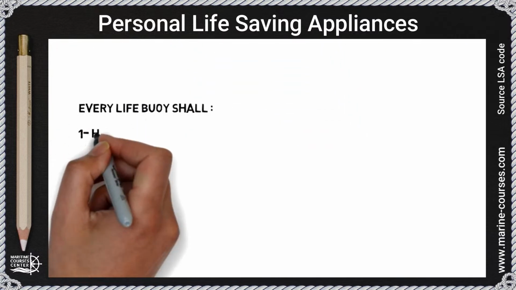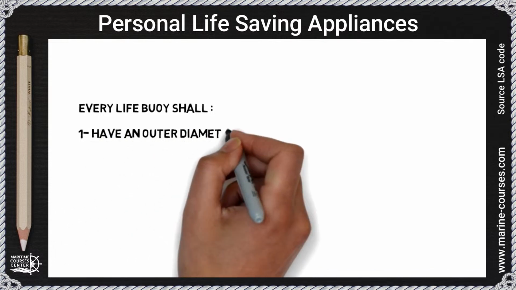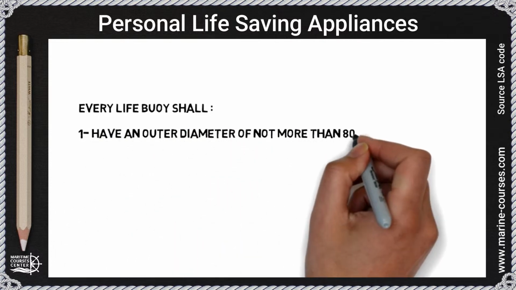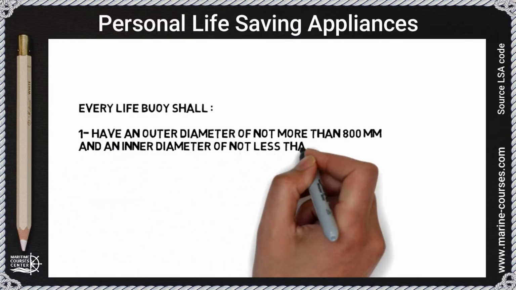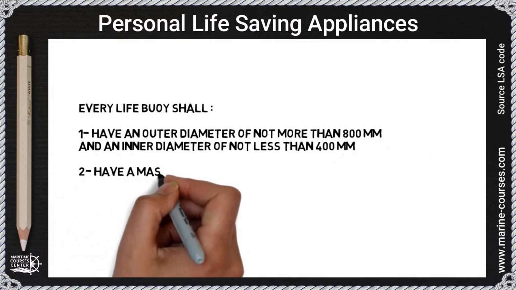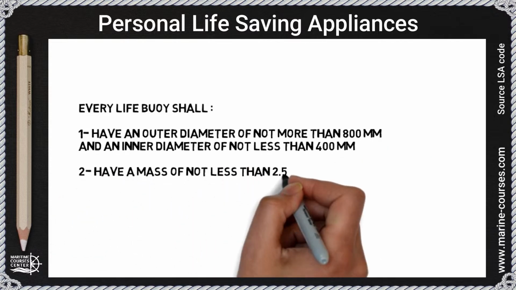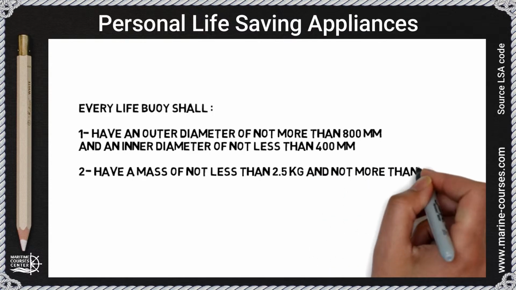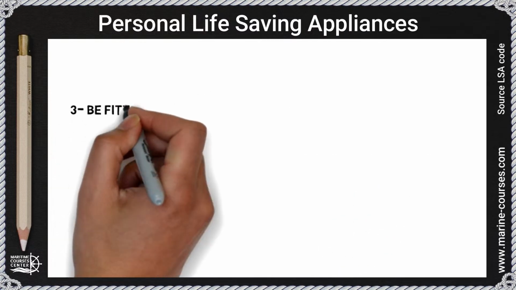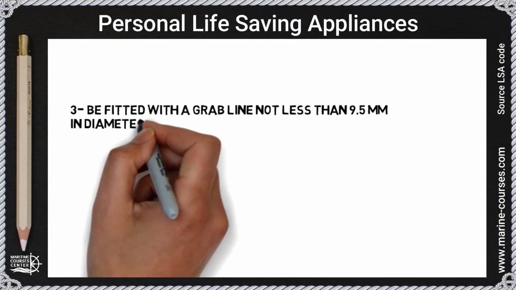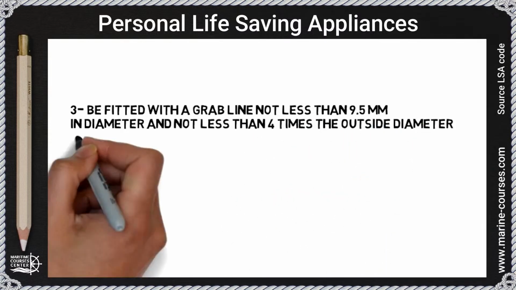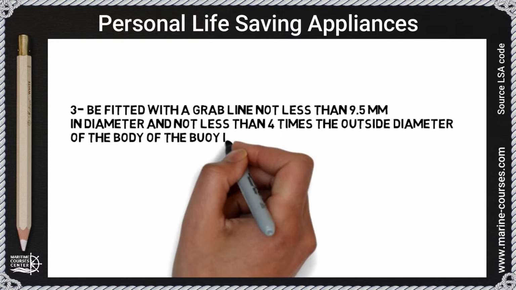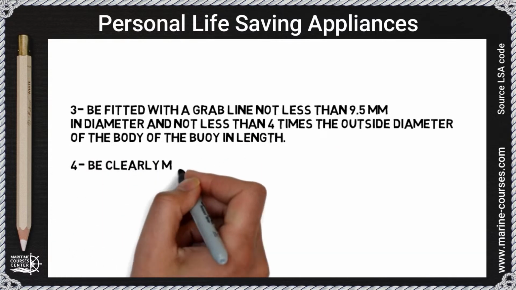Every life buoy shall: 1. Have an outer diameter of not more than 800 mm and an inner diameter of not less than 400 mm. 2. Have a mass of not less than 2.5 kg and not more than 4 kg. 3. Be fitted with a grab line not less than 9.5 mm in diameter and not less than 4 times the outside diameter of the body of the buoy in length.